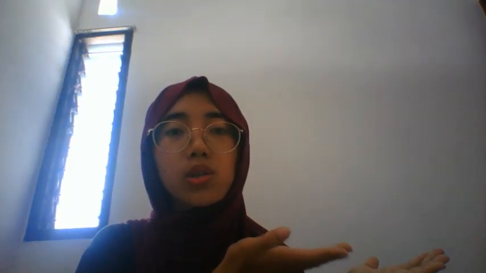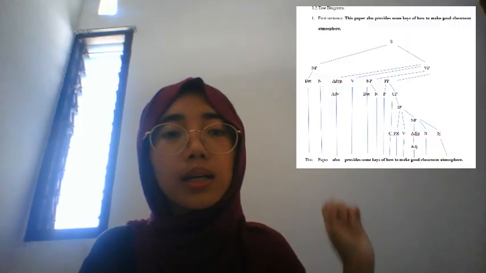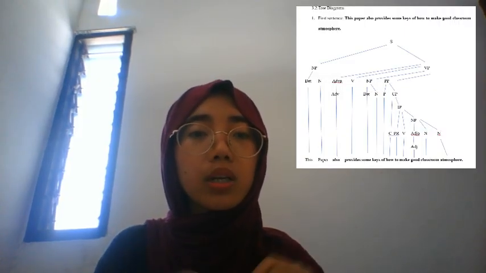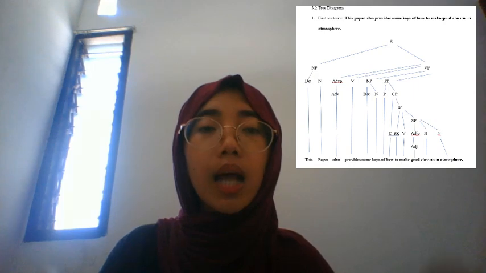The last one is the tree diagrams, which we can see here. This is the first sentence, "this paper also provides some keys of how to make good classroom atmosphere." We can separate it into a noun phrase and a verb phrase, and then the noun phrase goes down into the determiner, noun, and so on, and the verb phrase goes down into the adverbial phrase, and then the verb, and then down into the word itself.